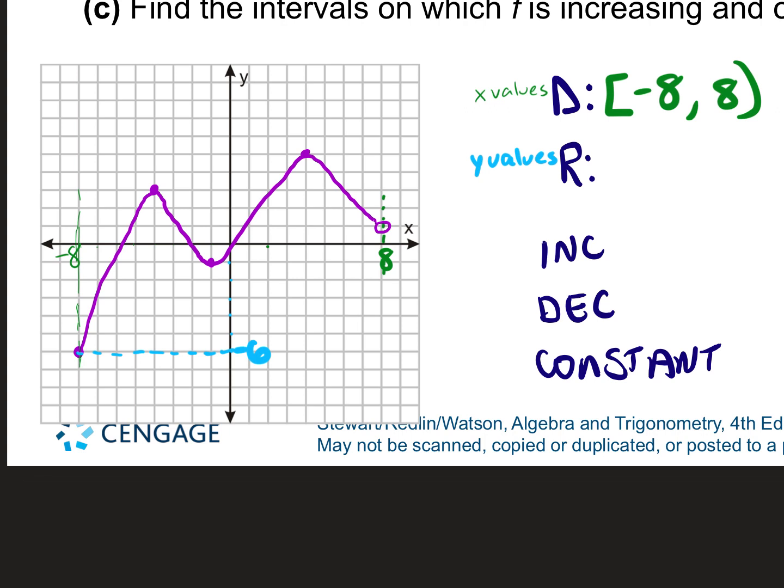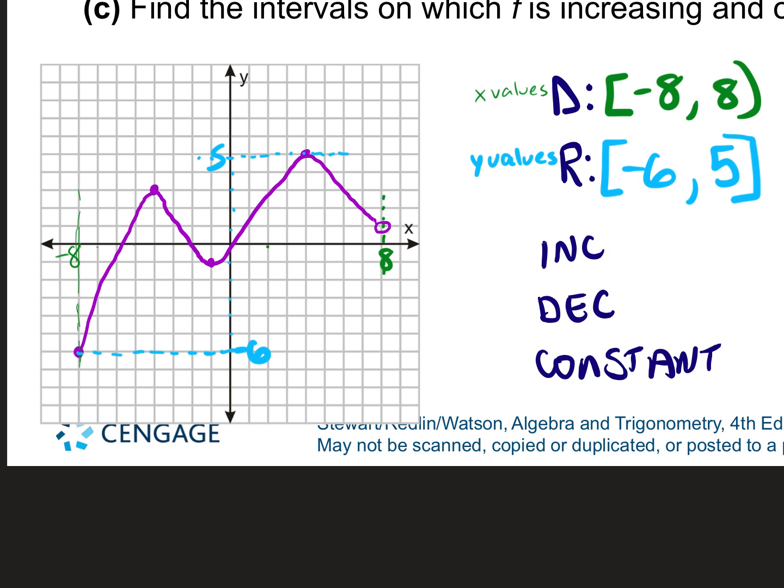Would it be bracket or parentheses at -6? Bracket, -6. What is the largest y value that our graph touches? 5, perfect. Would it be a bracket or parentheses? Bracket, because it's not an open circle. It's a closed circle there. It's an actual point. So we put a bracket. Any questions on how we found the range?